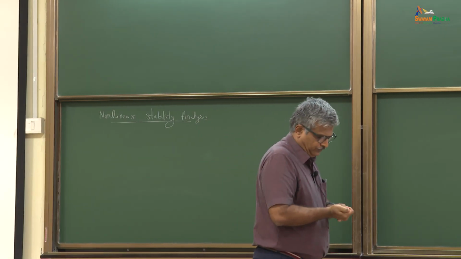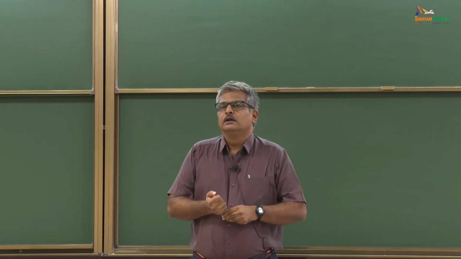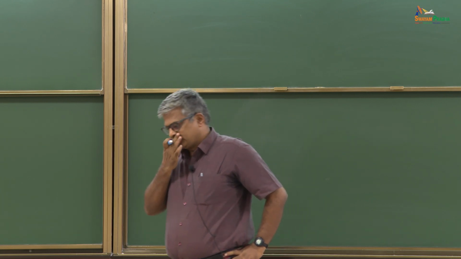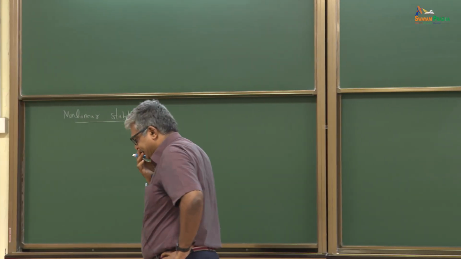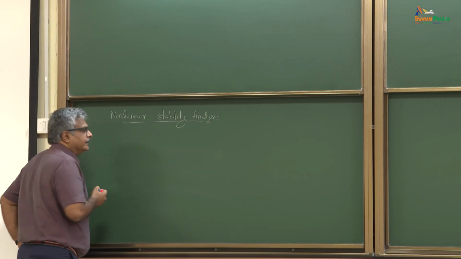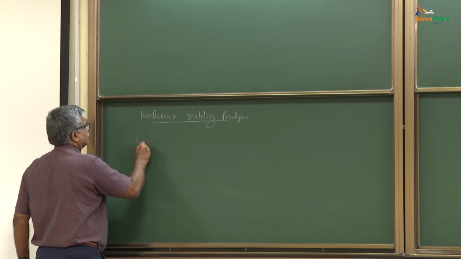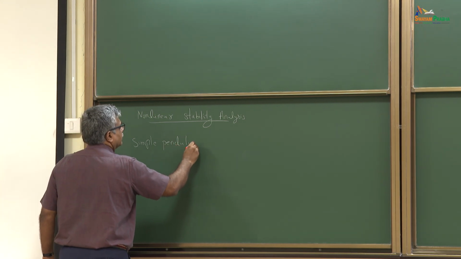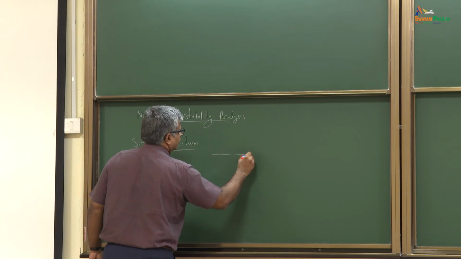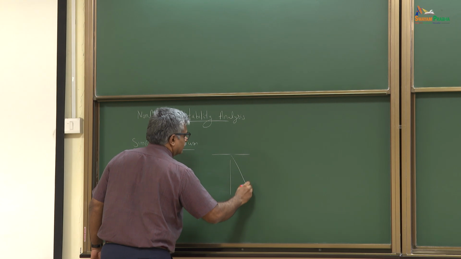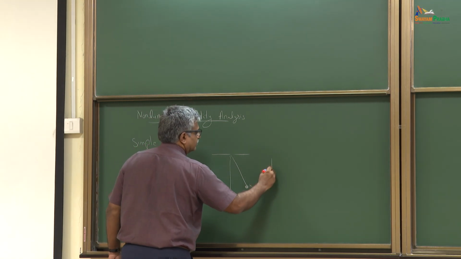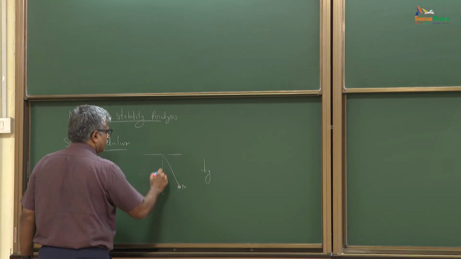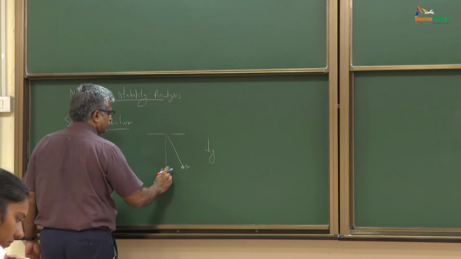So we'll come to the main topic of the nonlinear analysis, which is the stability analysis. So we saw in the case of a simple pendulum, right? So we had the downward position. So this was the lower equilibrium point, right?